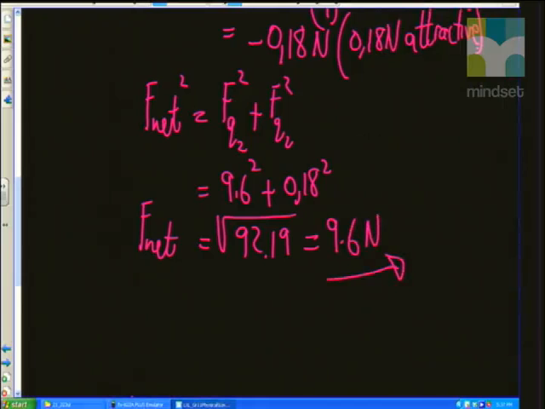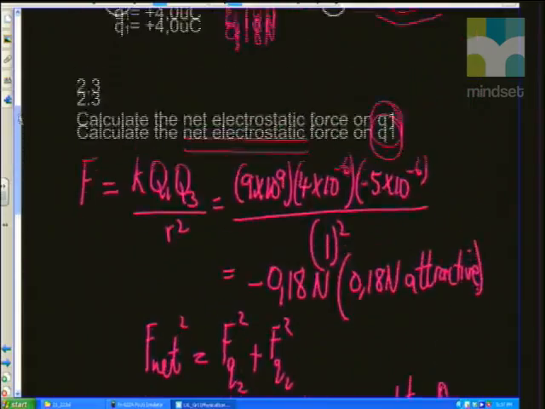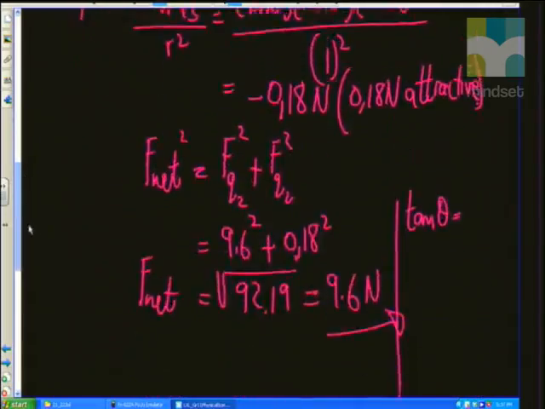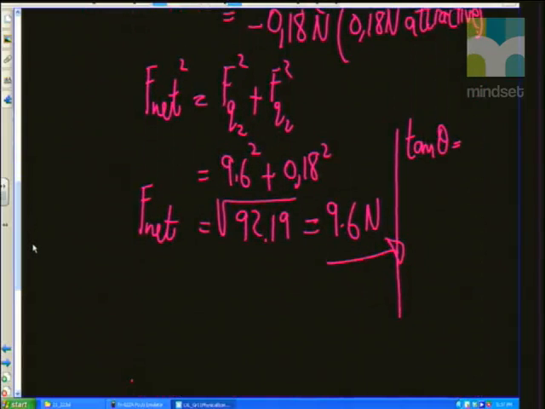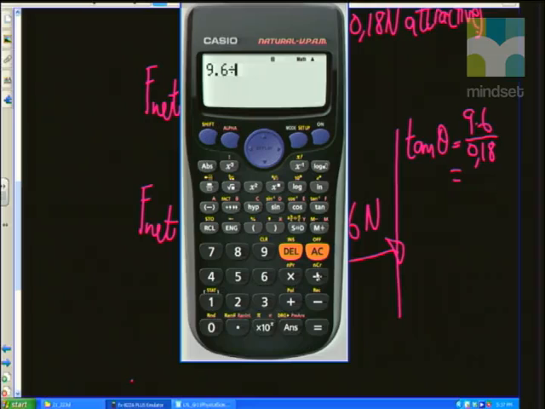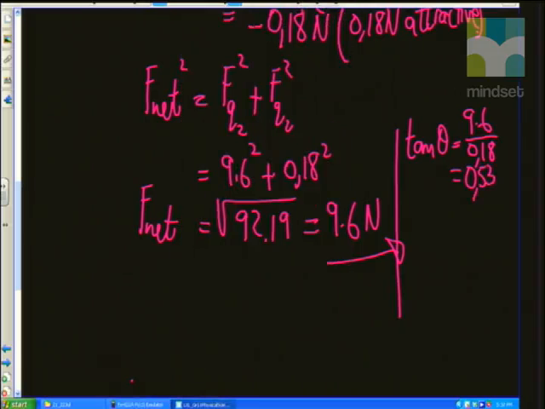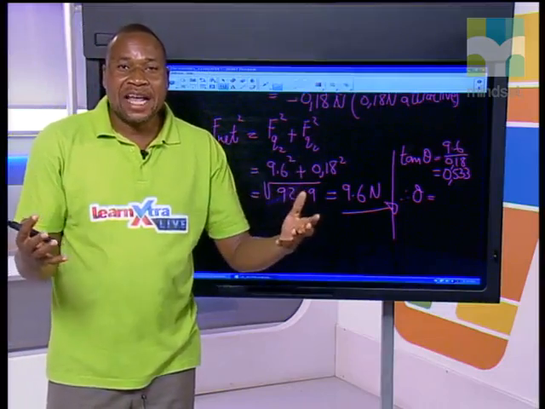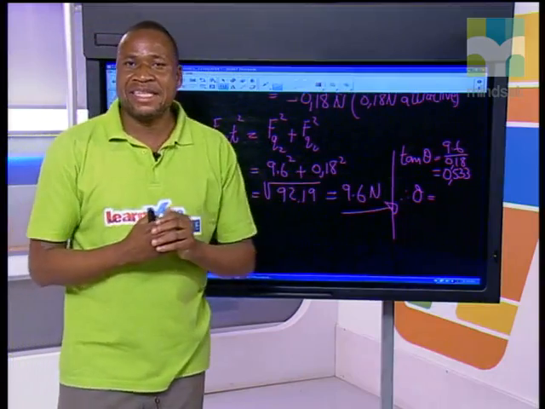Now remember, it is a vector quantity. We need to get direction. So we need to find the angle that it makes with the horizontal. It will be tan theta, because this will be opposite and that will be adjacent. Okay, so tan theta will be equal to opposite, the 9.6, divided by adjacent, which is 0.18. We work that out. We get the tan theta. All right, that is 9.6 divided by 0.18. And what's that? It's 0.533. Therefore, theta is equal to the tan inverse of that. I think everyone can get that. And you would say that this force here is at an angle of theta there. We are there with the answer.